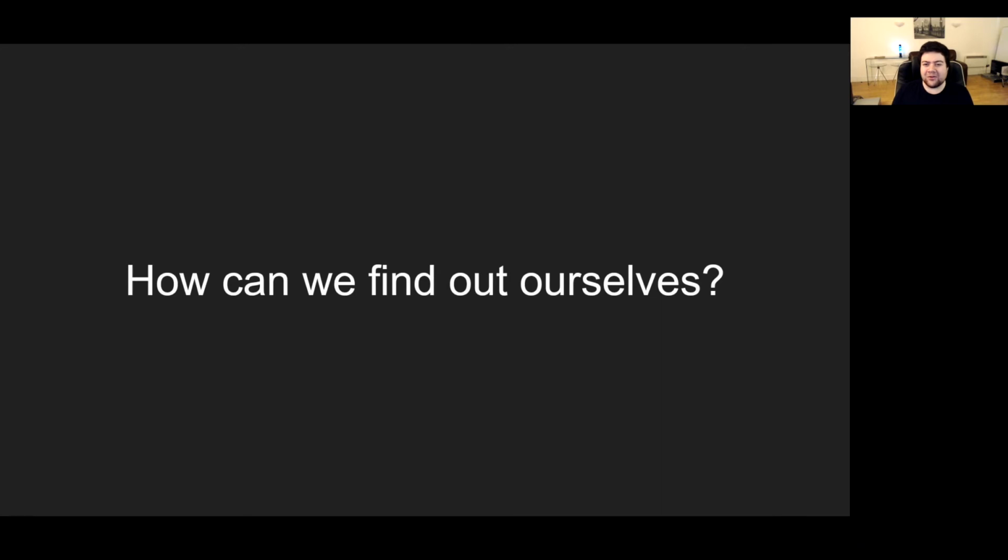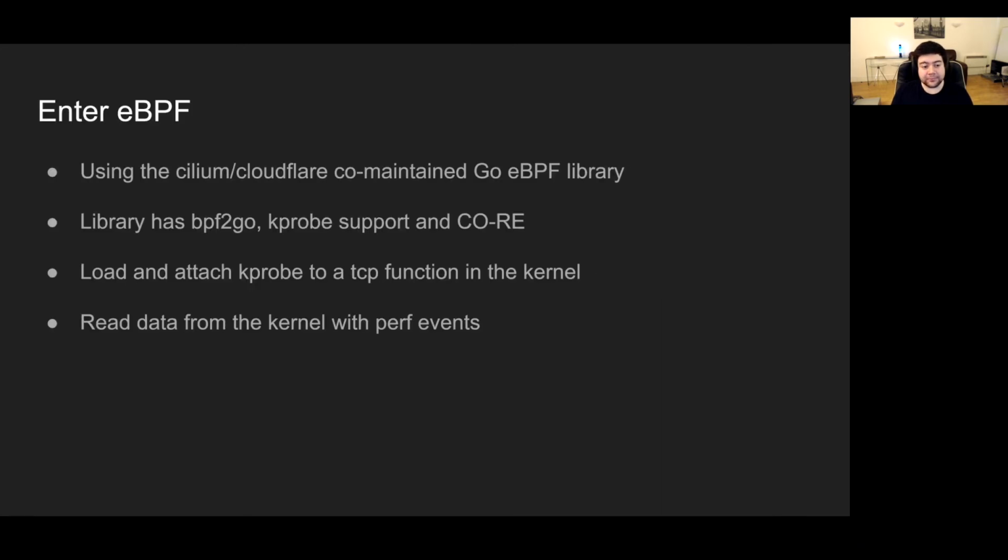But how can we actually find this out? Well, enter eBPF. We can use eBPF to determine whether this occurs on our edge. Using the Cilium Cloudflare co-maintained library that's written for Golang, we can do this. The library has bpf2go, which is a code generator that allows you to have a bpf.c file, and it generates all the bindings for Golang. It has support for loading and attaching kprobes and support for BPF compile once run everywhere.